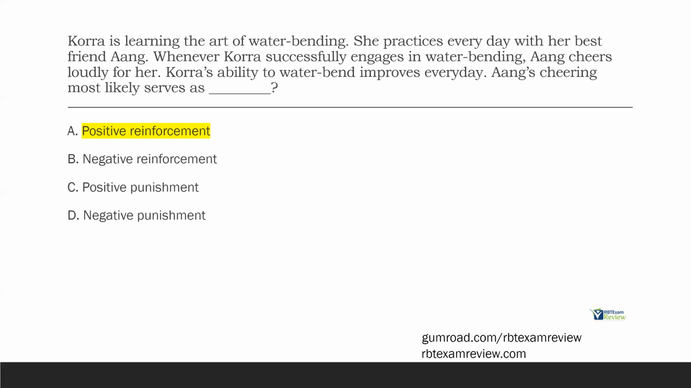The hardest part about this question is identifying the learner, right? In this case, we're looking at Cora as the learner because Aang's cheering is a consequence, okay? So it's basically asking, the consequence of Aang's cheering serves as what? We walk through it, it serves as positive reinforcement.